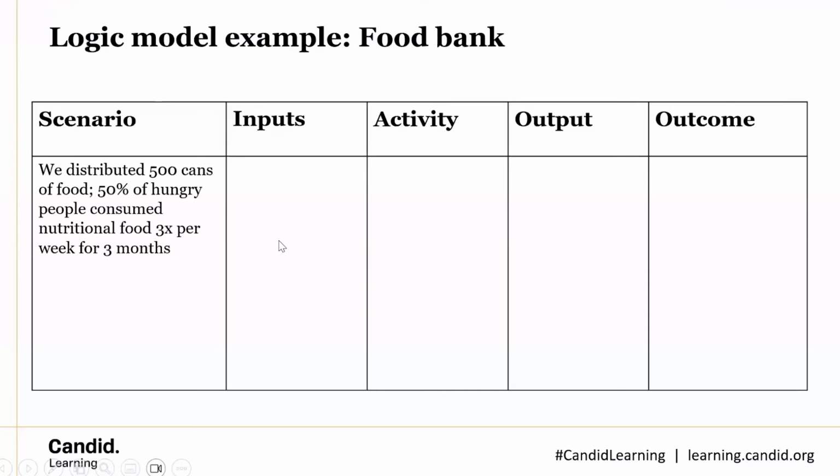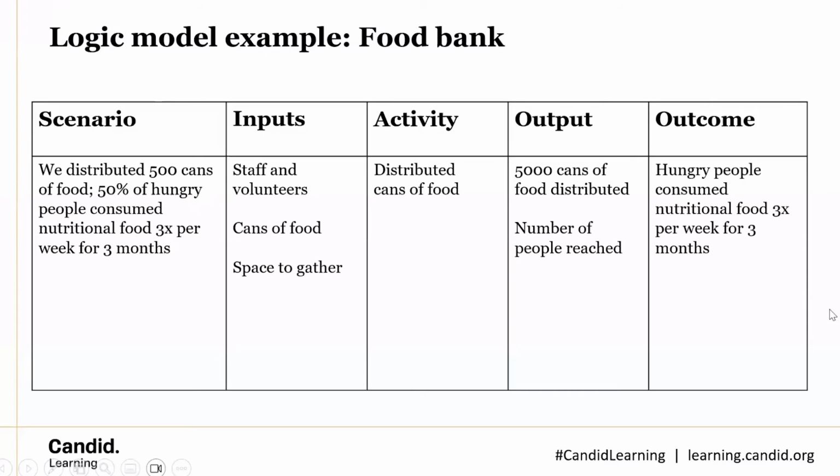Okay, another quick example, and then we'll move on from this and get into a few other things. We mentioned before the food bank, and this is something that they did: they're distributing food to hungry people. This is an example of a rough outline of a logic model for that. Your inputs are your staff and volunteers, the food that you need to purchase or have donated, and maybe the space to gather in. The activity is that you distribute the cans of food. That's what you do every day. The output is the number of people reached and the number of cans distributed, say 5,000 cans. The outcome is that hungry people consume nutritional food 3 times a week for 3 months.